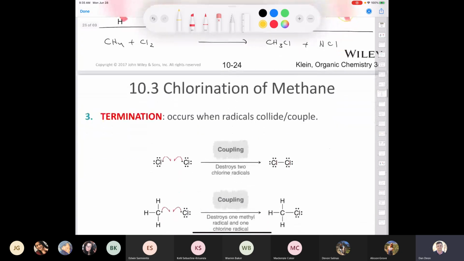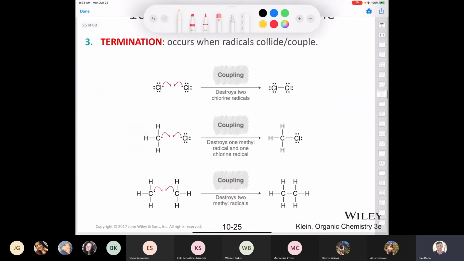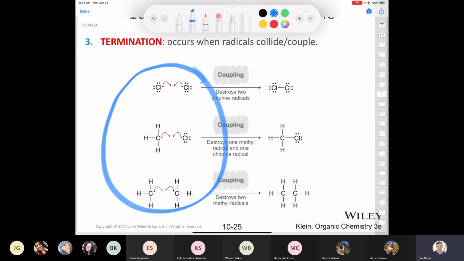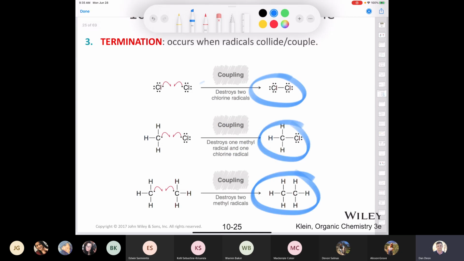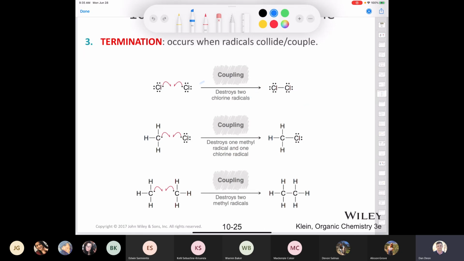Now, in order for the termination to occur, we have to have two radicals coming together, colliding or coupling, in order to make a non-radical. You see, everything over here is a radical, and everything here is a non-radical. So what radicals are going to come together to make a non-radical? The answer is anything. Termination is the simplest of all the steps for students to start out the mechanism, because you can pick any two radicals in the reaction mixture and bring them together. You could make chlorine, you could make ethane, or you could make methyl chloride. Either way, if you bring any two radicals together to make a non-radical, that is considered a termination step.